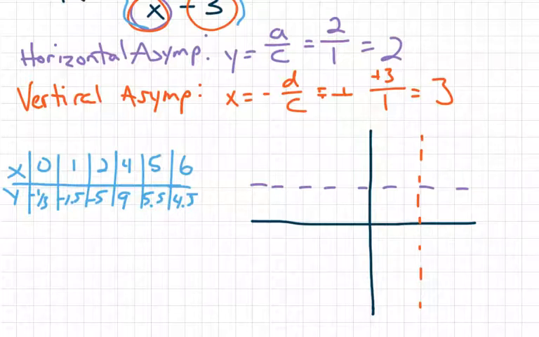Okay, so let's go ahead and plot these. I'm not going to be able to graph 4, 9 because I don't have enough room, but we'll be able to do the rest. So 0, negative 1/3 is about there. 1, negative 1.5 is in there. 2, negative 5 is right there. So we have our left side of the hyperbola. It looks something like this.